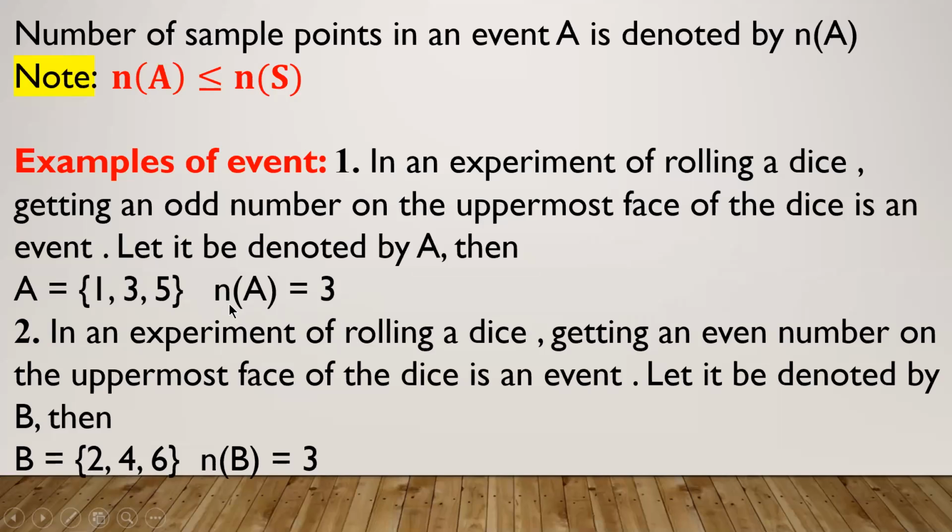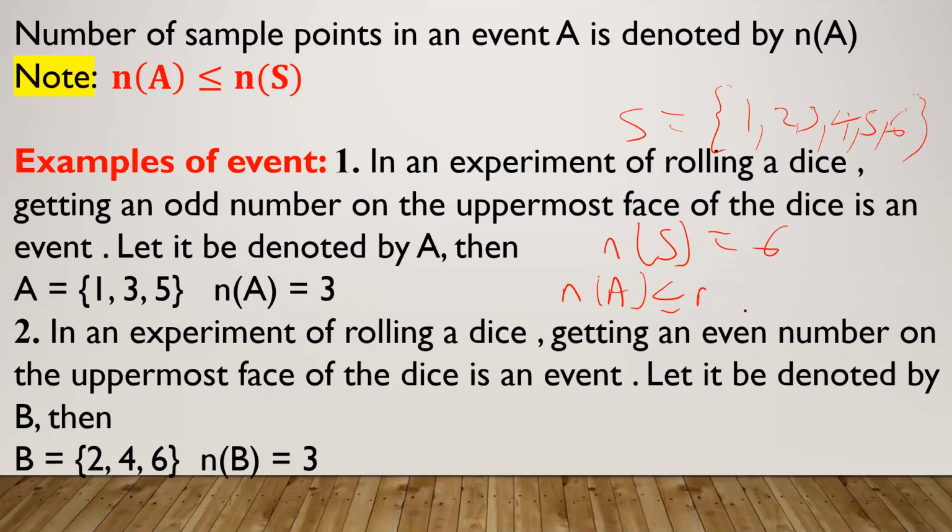So we can say that n of A is less than or equal to the number of points in the sample space, which is 6, because we know that in the experiment of rolling a dice, this is your sample space. So n of S is 6 and n of A is 3. So n of A is always less than or equal to n of S. Look here, 3 is less than 6. So we have seen what is sample space and what is event.